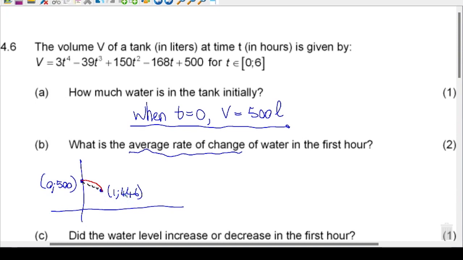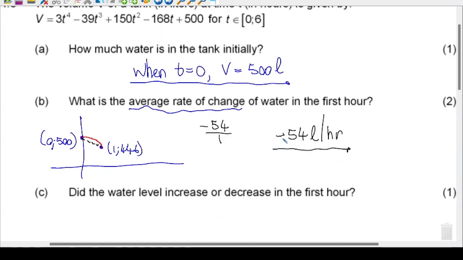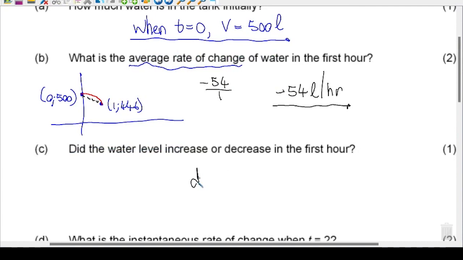Right, our y value has dropped by 54 liters. So 54 liters in 1 hour. Okay, so our rate of change is negative 54 liters per hour. So in the first hour, that was the average rate of change. It doesn't mean it was changing at that rate all the time, but the average was 54 liters per hour. And it says, did the water level increase or decrease? Well, because the rate of change is negative, it decreased.